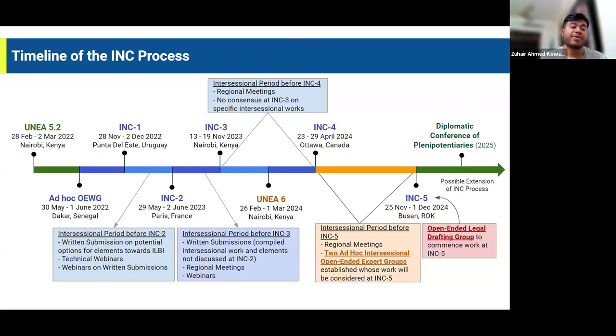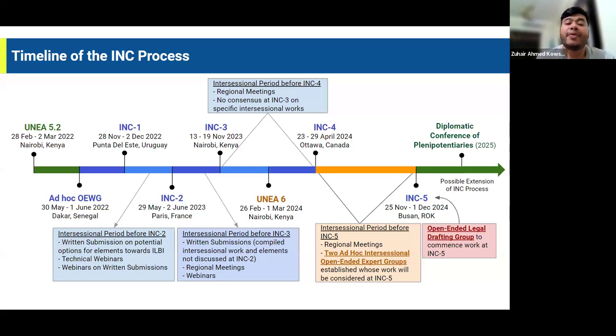And then before INC2, there were a lot of written submissions by member states and the observers, and the submissions by the member states were compiled in a document which is called the options paper, and that was negotiated at INC2. On the basis of the views received at INC2 and the written submissions after INC2, at the intersessional period between INC2 and INC3, another document was compiled. That was the synthesis report, specifically focused on the elements that were not discussed at INC2, and then whatever discussion was had on the elements options paper and the views received on the options paper then led to the creation of the zero draft text of the treaty.